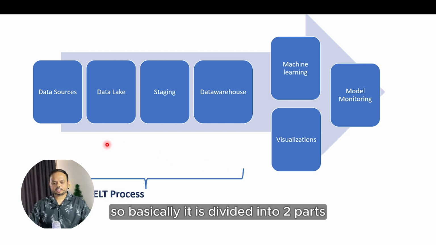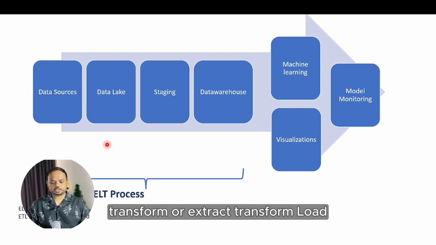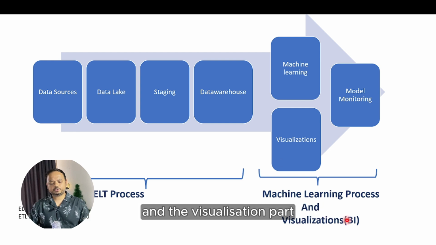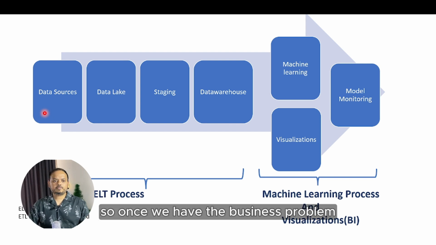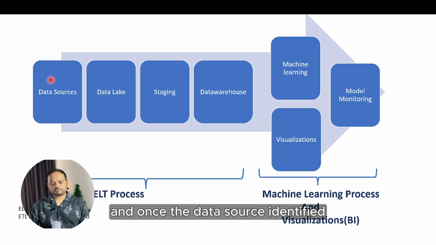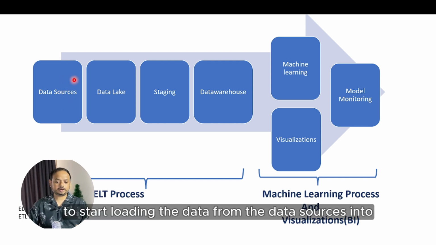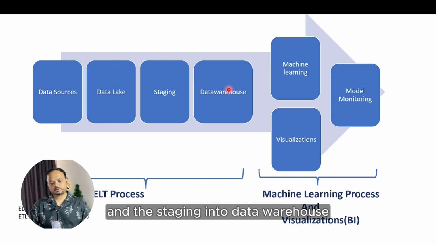So this is the flow of a data science project. Basically, it is divided into two parts. One is the ETL process, which we call extract, load, transform, or extract, transform, load. And the second part is the machine learning part and the visualization part. Let us understand briefly about this. Once we have the business problem, we need to get the data sources. And once the data sources are identified, we need to create an ETL process or ELT process to start loading the data from the data sources into the data lake, from the data lake into staging, and from staging into the data warehouse.